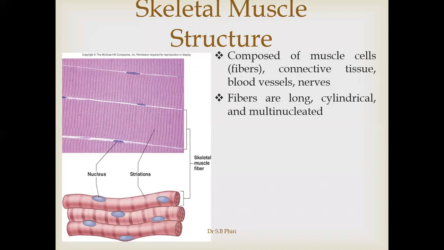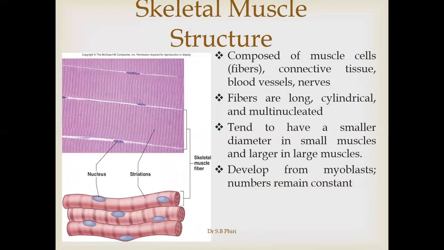The skeletal muscle structure is composed of muscle cells or myofibers, and also connective tissue, blood supply, and innervation. The fibers are long, cylindrical, and multinucleated. It means that they have a lot of nuclei inside them. They tend to have a smaller diameter in small muscles and a larger diameter in larger muscles, depending on the type of muscle you're looking at. Is it a bigger muscle? It means that the diameter of those muscle fibers is bigger. If it's a small muscle, then the diameter of those muscle fibers is smaller.